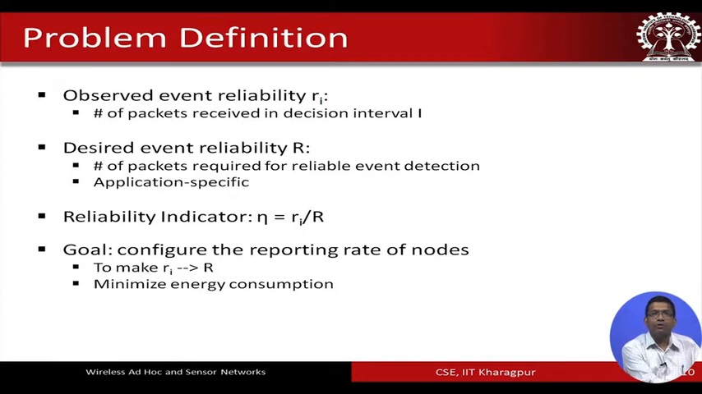So, the overall goal is to configure the reporting rate of the nodes in order to make this ratio Ri divided by R tend to 1. That means Ri tending to the value R, and thereby minimizing energy consumption.